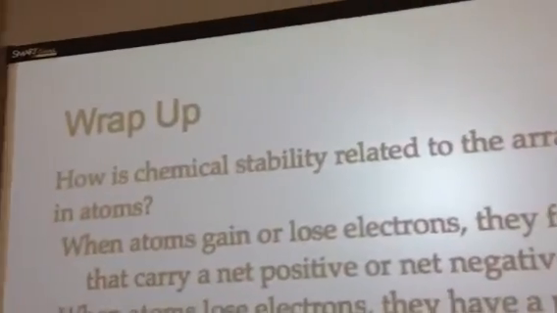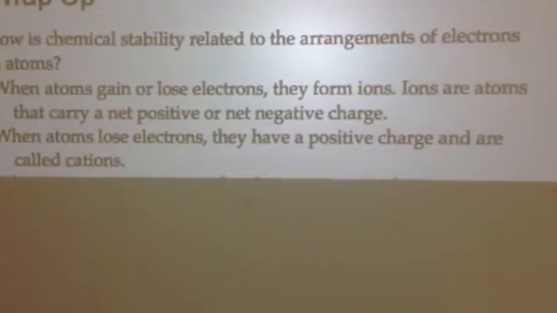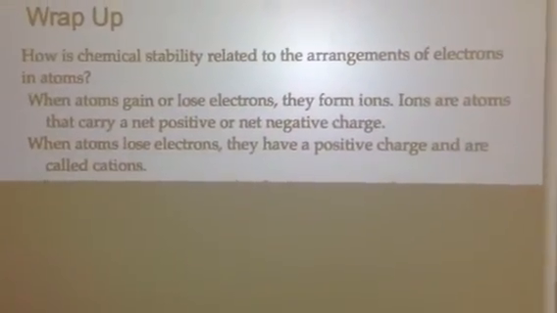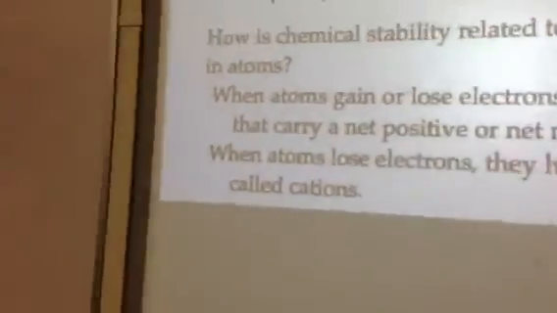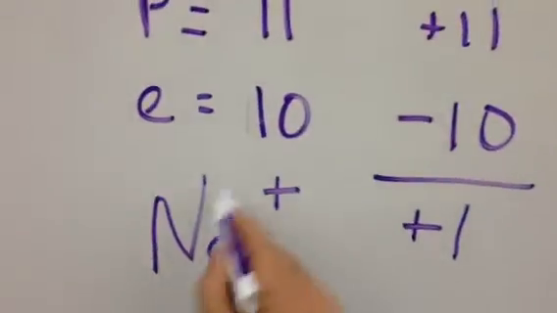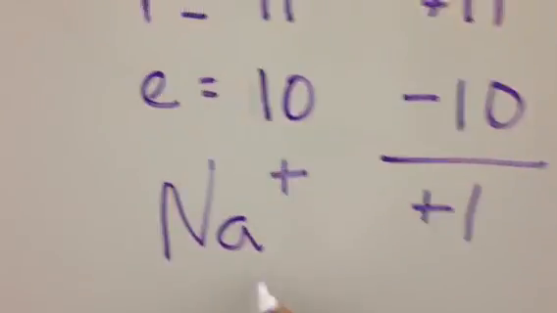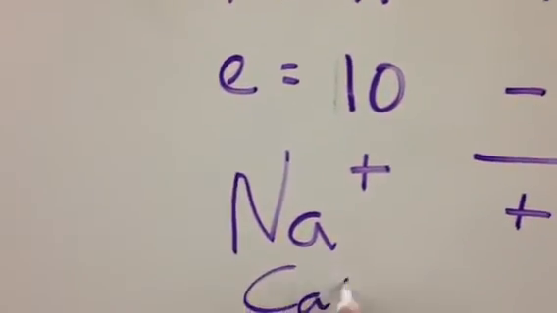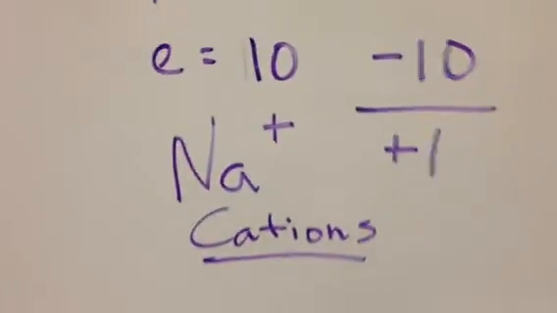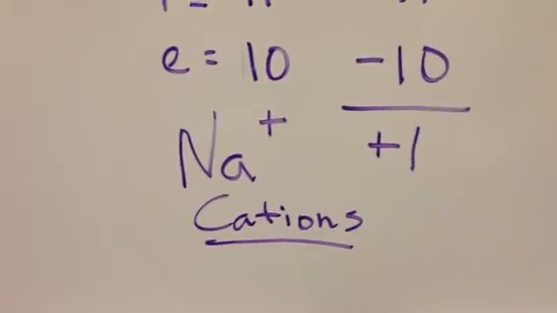So where does that take us next? Next, when atoms lose electrons, they have a positive charge and are called cations. So if they lose electrons, they're called cations. So that means sodium, which loses electrons, is a cation. Okay, that's just a new vocab word there. So positively charged ions are called cations.